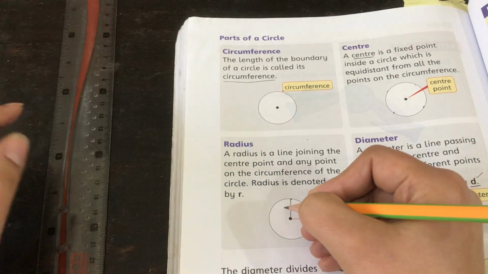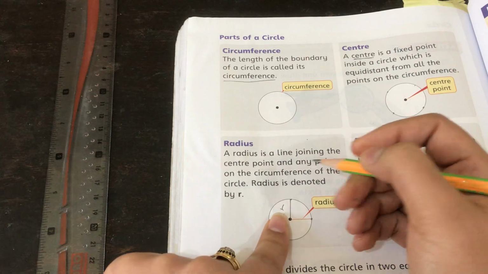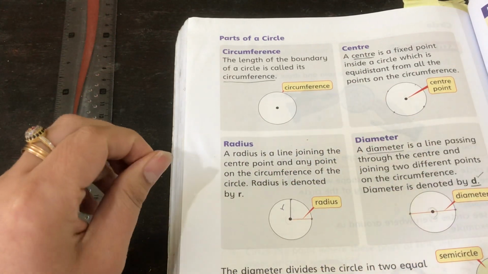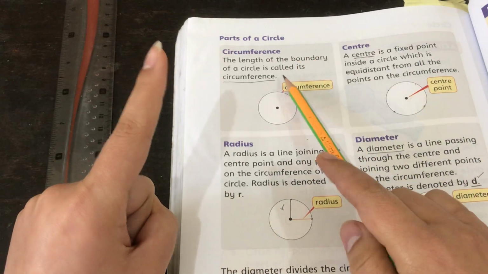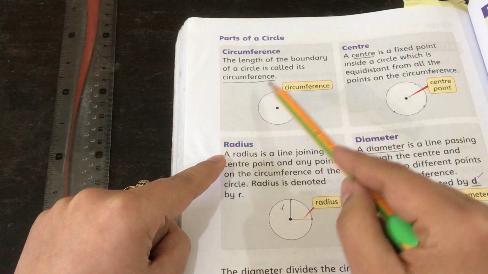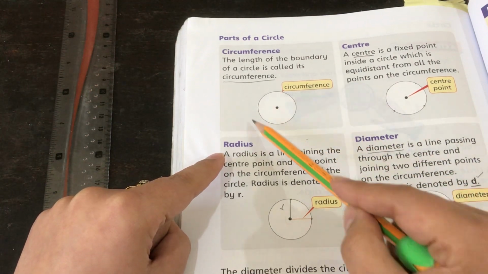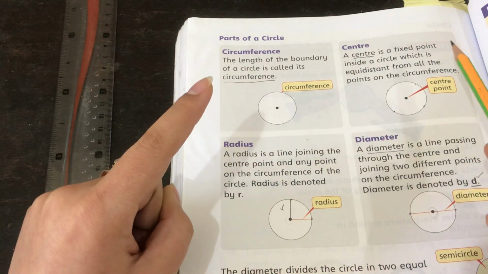This would also be called the radius, and it's always denoted by a small letter r, right? So the first thing we have learnt about is the circumference. Circumference is the curved boundary length, right? The curved boundary length is called the circumference.